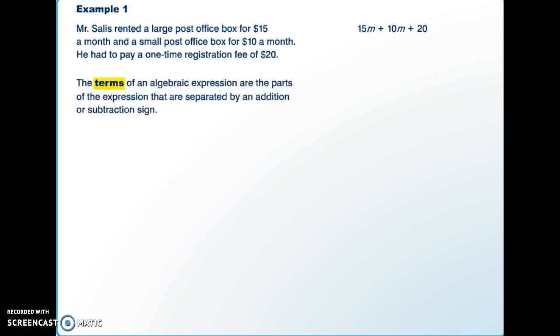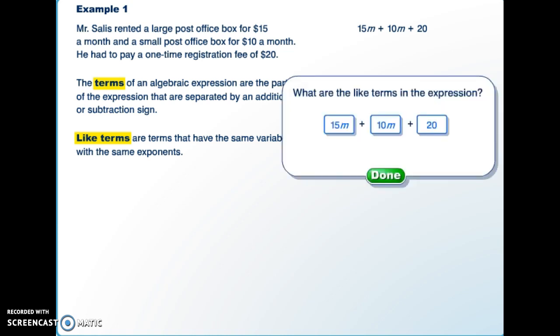The terms of an algebraic expression are the parts of the expression that are separated by an addition or subtraction sign. Like terms are terms that have the same variables with the same exponents. What are the like terms in the expression? Click your answers.